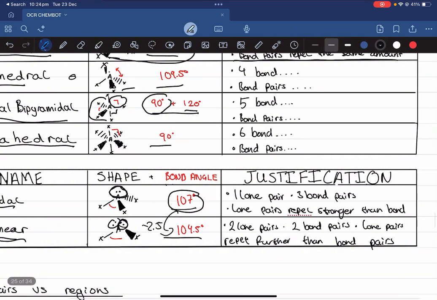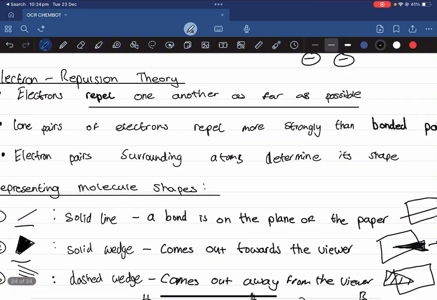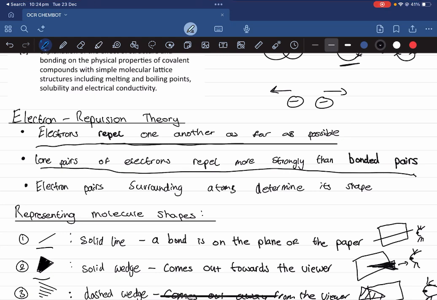The justification for this is slightly different, but almost the exact same. You state how many lone pairs it has, then you state how many bond pairs it has, then you state that lone pairs repel stronger than bond pairs, therefore it has a bond angle of 107 degrees or 104.5 degrees. It's important to recognize that the only thing that differs in this justification is the second and third points of the electron repulsion theory. We can see the electron repulsion theory here: lone pairs of electrons repel more strongly than bonded pairs, and electrons repel one another as far as possible.